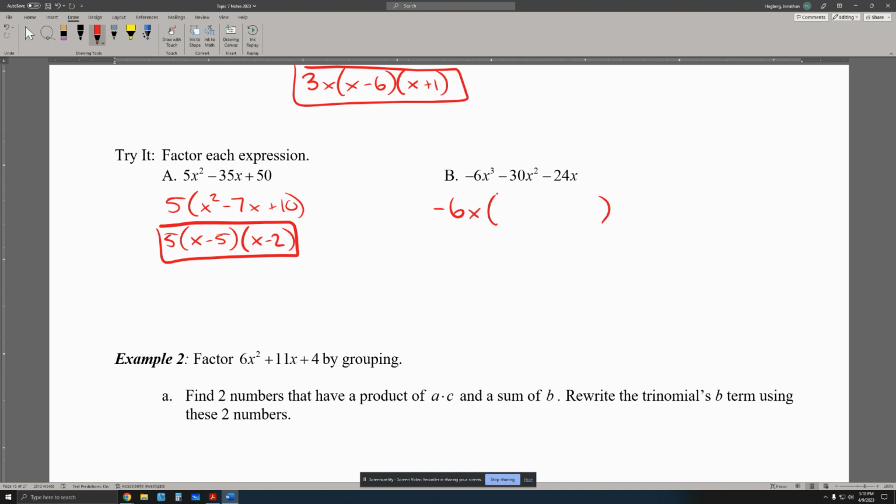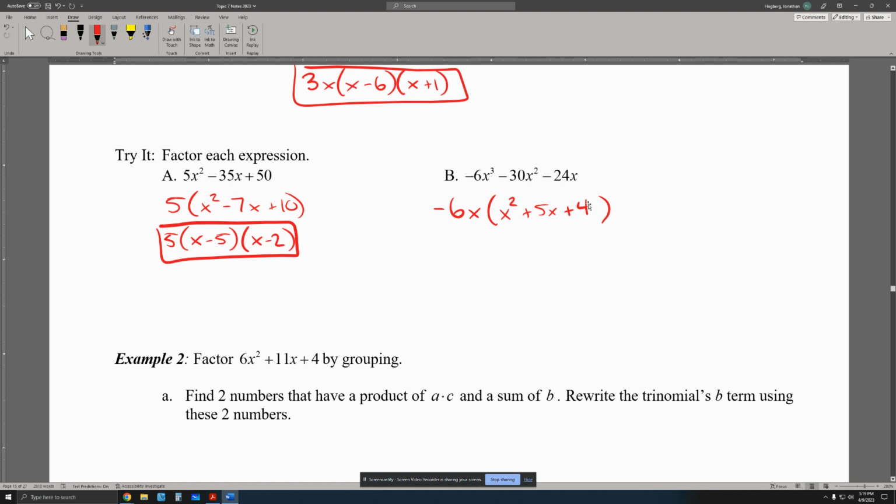When we divide out our GCF of negative 6x, well, from the first term, we've divided out negative 6 from negative 6. That's equal to 1. Dividing out an x from x cubed gives us x squared. So we have 1x squared for the first term. The second term, dividing out negative 6 from negative 30, we get positive 5. And dividing out x from x squared, we're just left with 1x. Finally, dividing out negative 6 from negative 24, we get positive 4. And dividing out x from x, we have no x's. And so we just have positive 4 here.